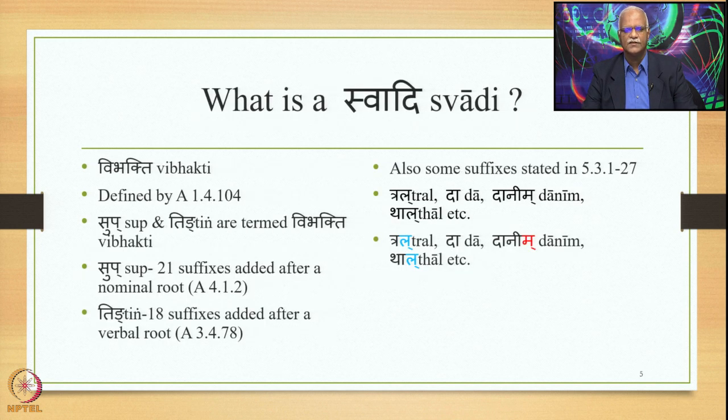So Svādi is generally referring to a Vibhakti defined by 1.4.104. Vibhakti means sup and tin. Sup are 21 suffixes which are added after a pratipadika or a nominal root and are stated in 4.1.2. And tin suffixes are added after a verbal root or dhatu and are stated in 3.4.78. The term vibhakti also applies to some other suffixes, tral, etc. But as far as svādi is concerned, they are only sup and tin.